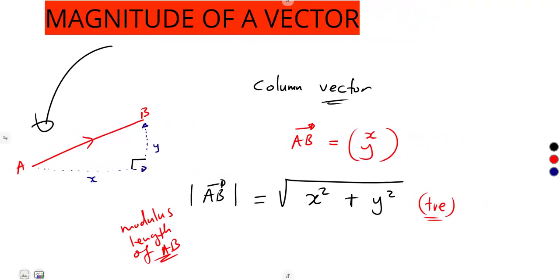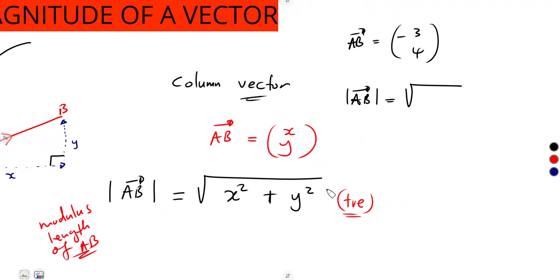So let's say we are given a certain vector. From that, you're asked to find the magnitude, all right? Determine or express, or find the magnitude of a certain vector. So let us just consider if AB is equal to (-3, 4). The magnitude, which is the length of AB, is simply the square root of, from this concept, x squared plus y squared.